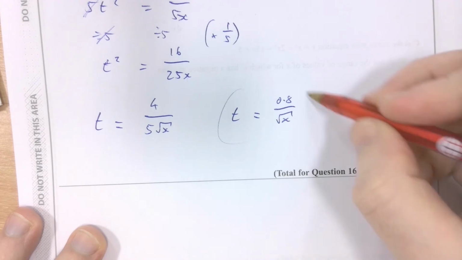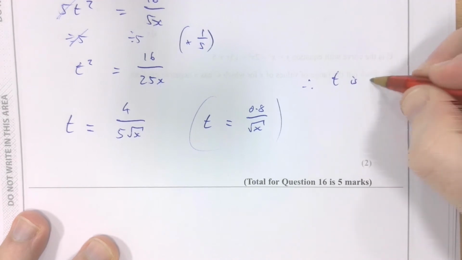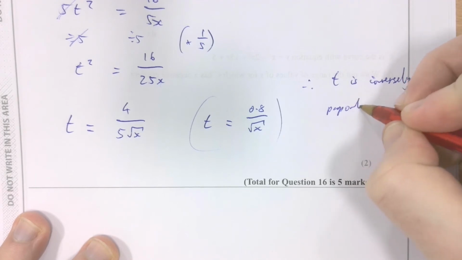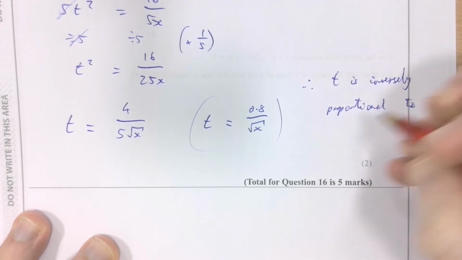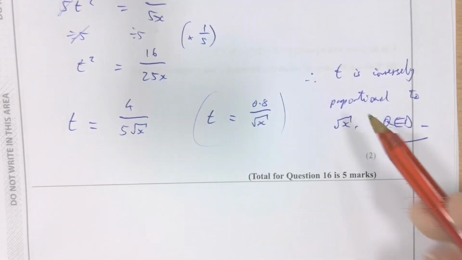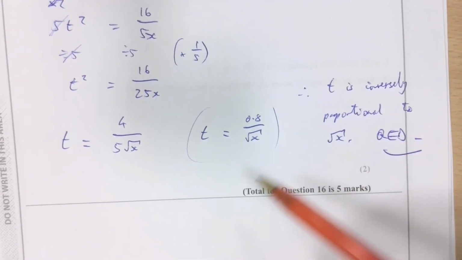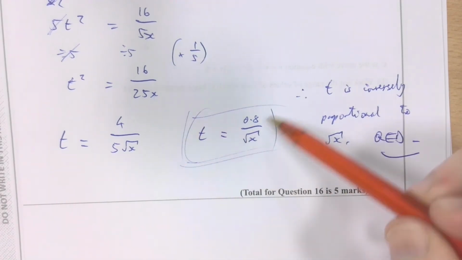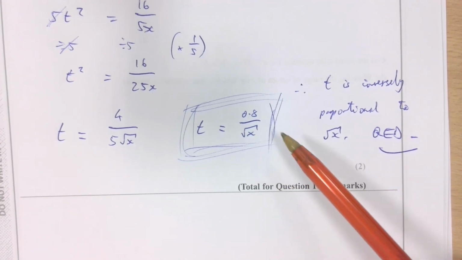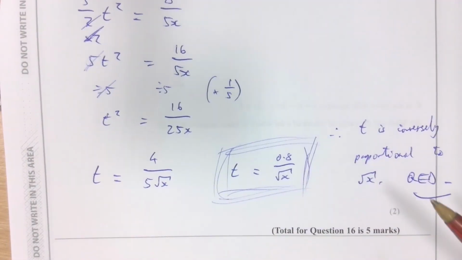Okay, so in expressing it in that form, I can say therefore t is inversely proportional to the square root of x, QED. Just to summarize what we've been told in the question, we've demonstrated it algebraically by rearranging. t equals 0.8 over root x is exactly what the examiner is looking to see for this proof to basically be done. And that's 2 extra marks, and the paper 2 marks closer to complete.